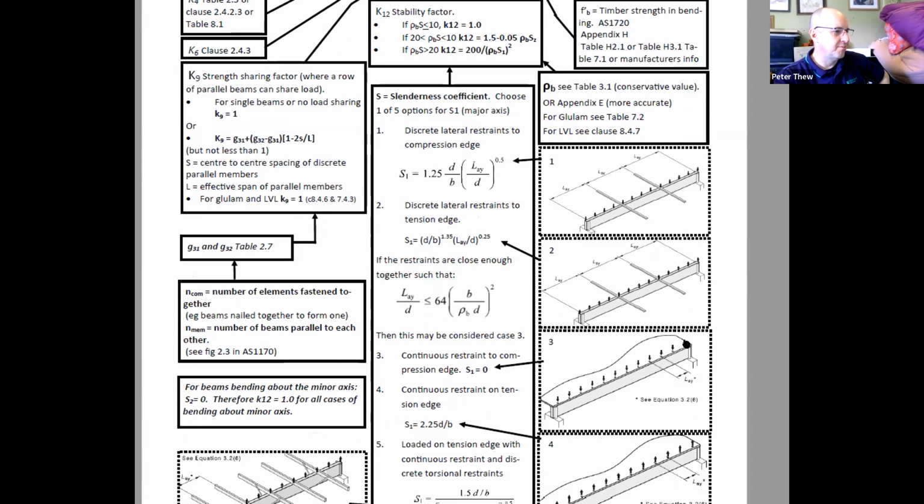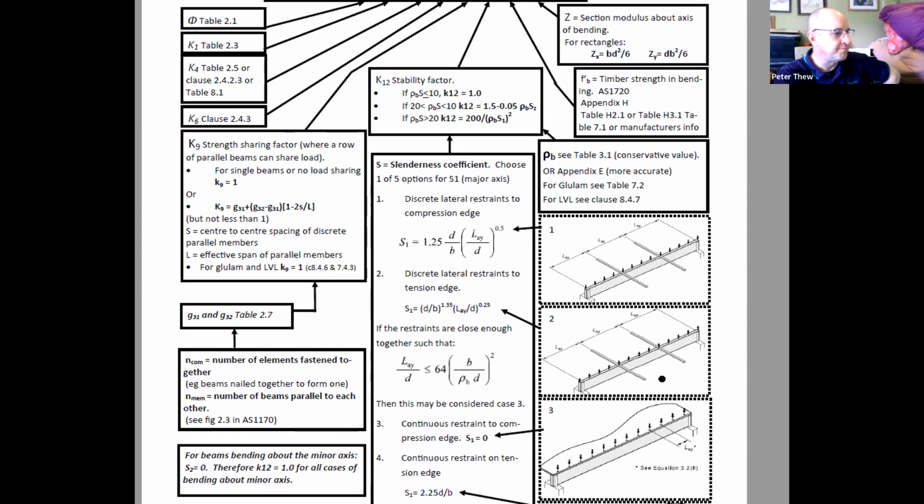Now, actually, the more accurate situation is above Yassine's head those beams are continuously restrained along their compression edge. So there are nails in the beam, and if it's continually restrained, S1 is 0. Okay? If S1 is 0, let's quickly skip back up here. If S1 is 0, then rho S is less than 10, K12 is 1.0. Okay? That's the happy situation. You have fully restrained your beam. Okay?